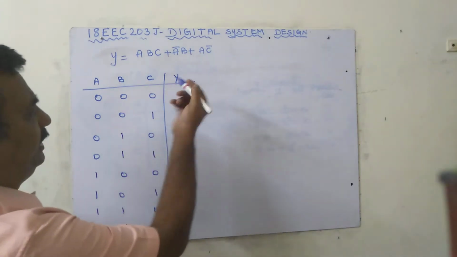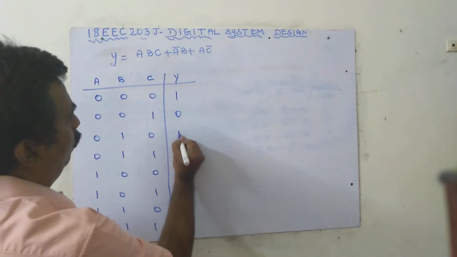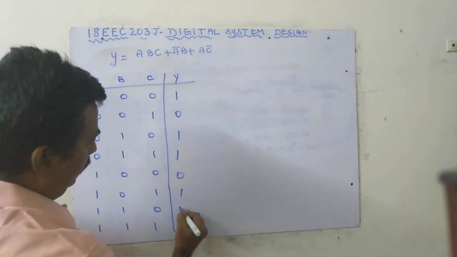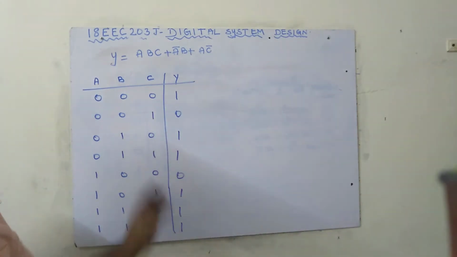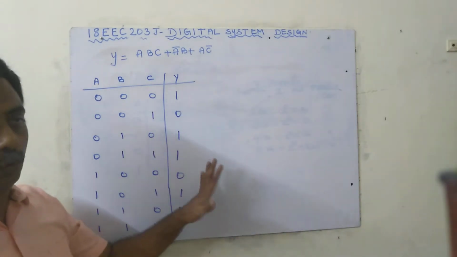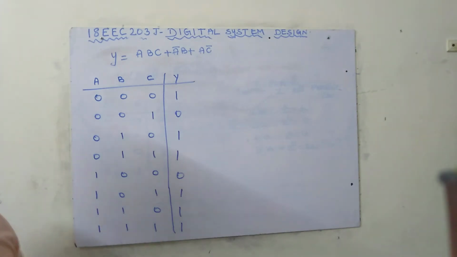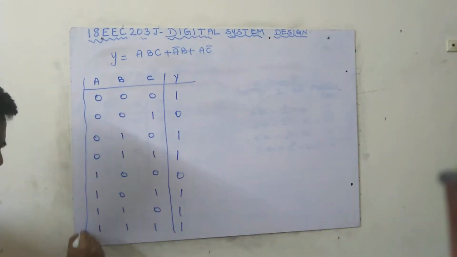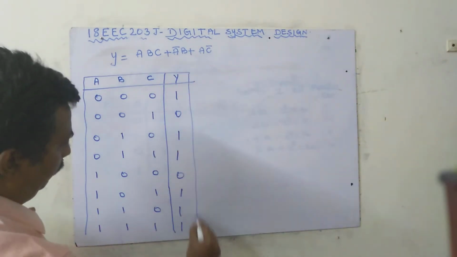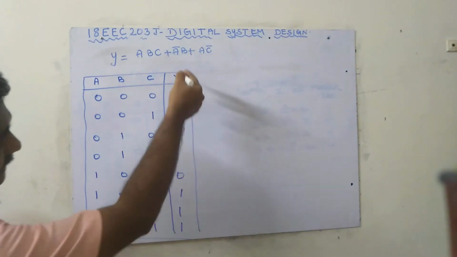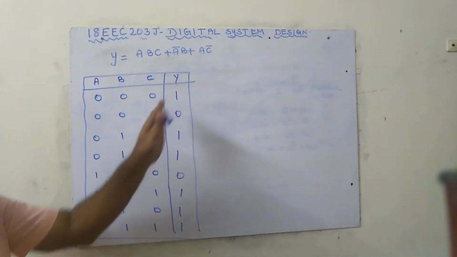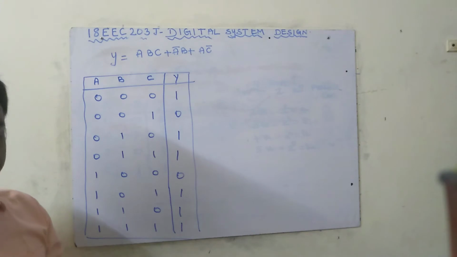Suppose for the output we are having any value, for example 1, 0, 1, 1, 0, 1, 1, some value. We don't bother about this output now. We are bothered only about all the possible combinations. I am not bothered about the output, I just wrote it like that. For example, the customer requires this type of output.